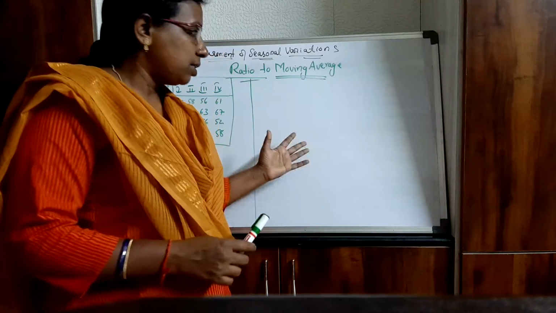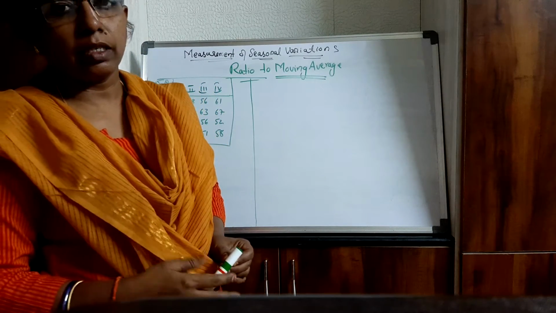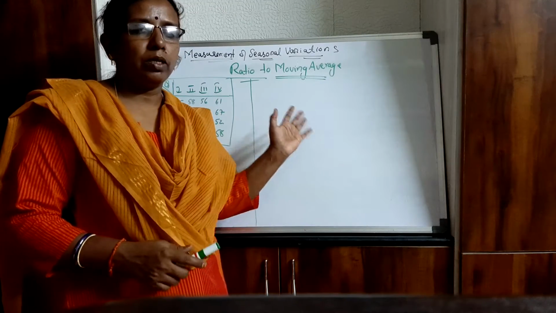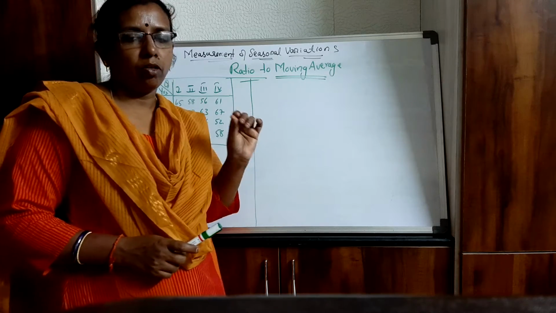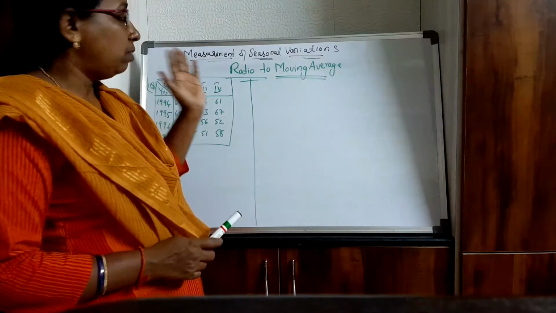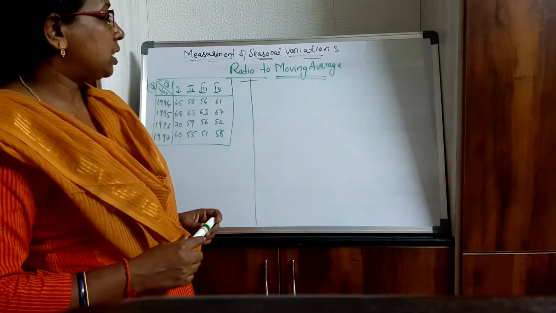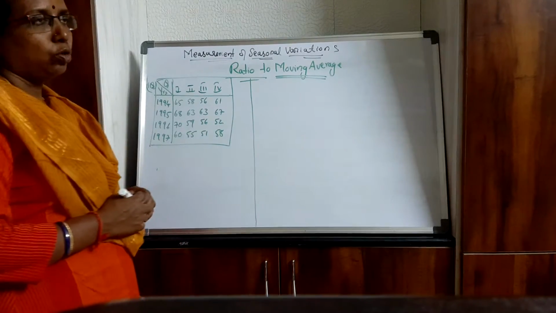In my last session, I told you about how to find seasonal indices using the ratio to trend method, which is the second method to measure seasonal variations. Now we'll see the third method of measuring seasonal variations, which is the ratio to moving averages method. So we'll see how to calculate the seasonal indices using this ratio to moving average method.